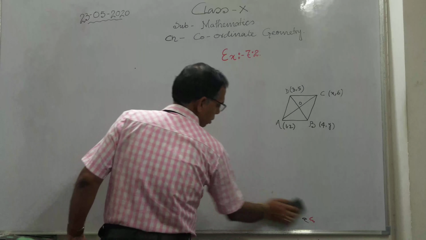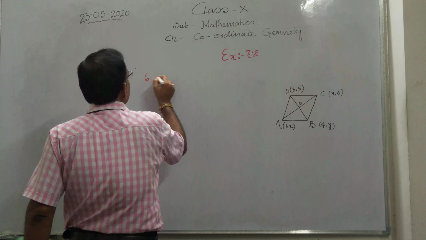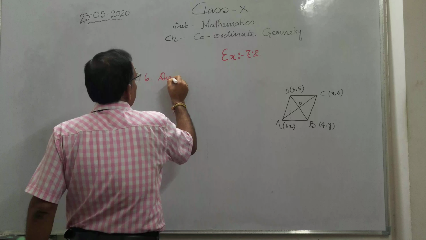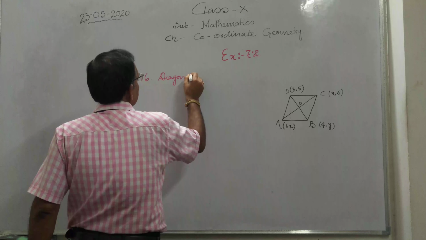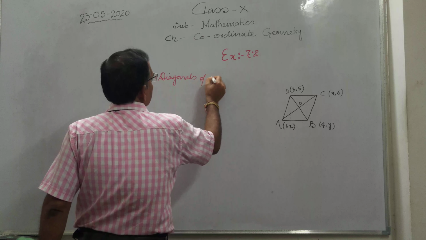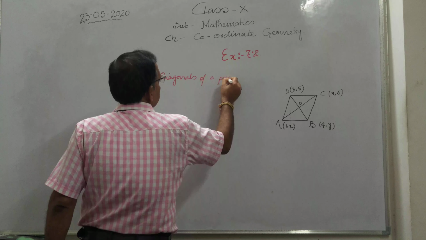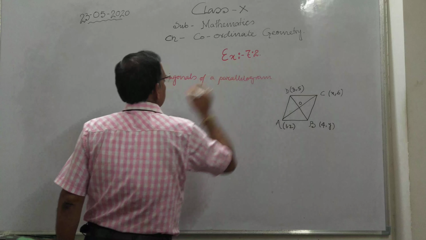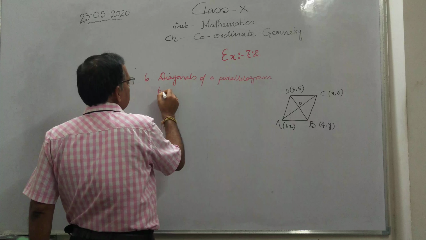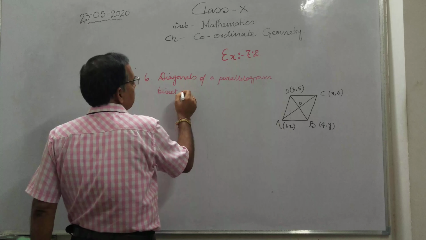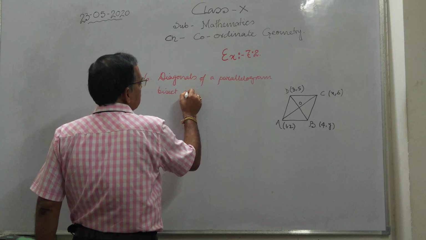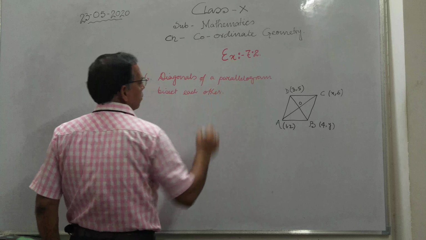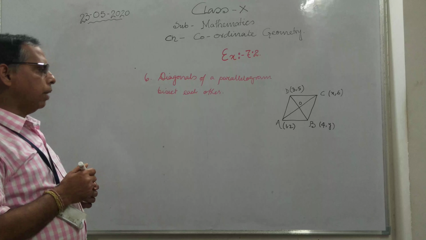Question number 6. Diagonals of a parallelogram bisect each other. Okay? Diagonals of a parallelogram bisect each other.